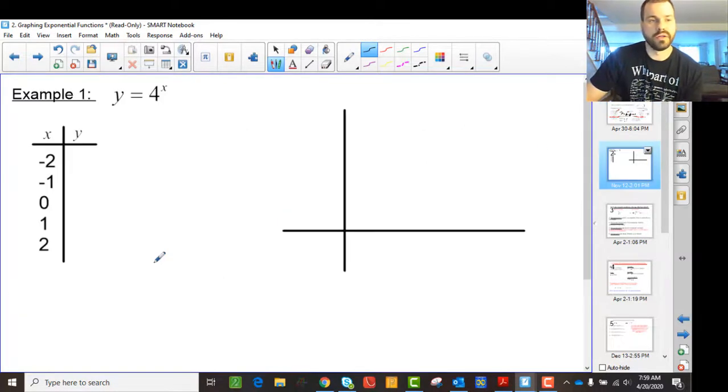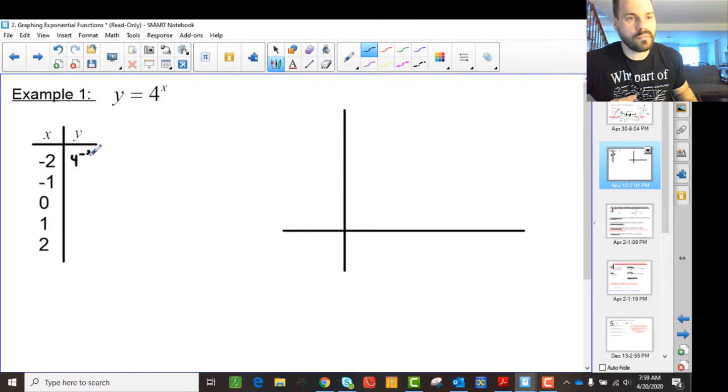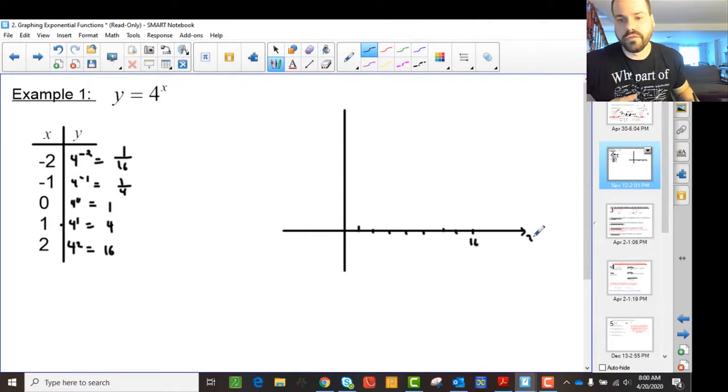So if we were just going to draw one, let's say 4 to the x, what I want to do is this is going to be 4 to the minus 2, and then we're going to write that as 1 over 16. Okay, 1 over 4 squared. This is 4 to the minus 1, so it's 1 over 4. Then 4 to the 0, which is 1. Then 4 to the 1, which is just 4. And then 4 squared, which is 16. Okay, so if I go 2, 4, 6, 8, 10, 12, 14, here's 16. And we're going up by 2's.